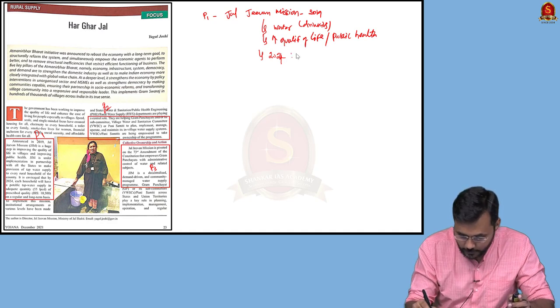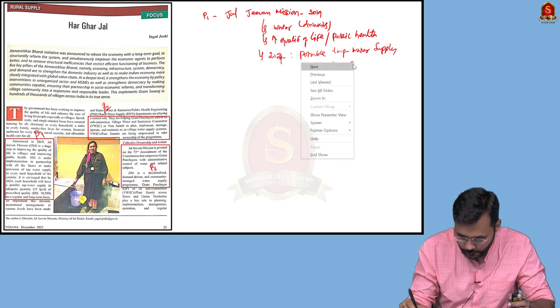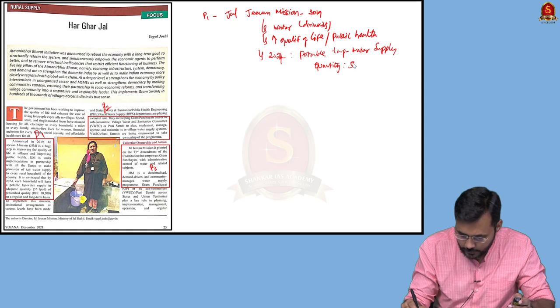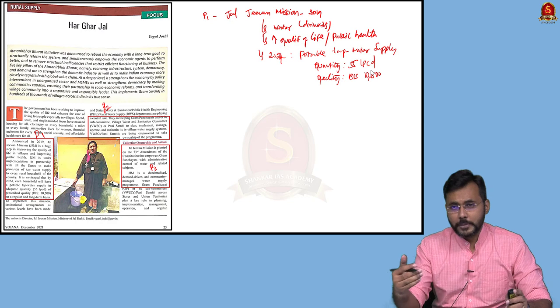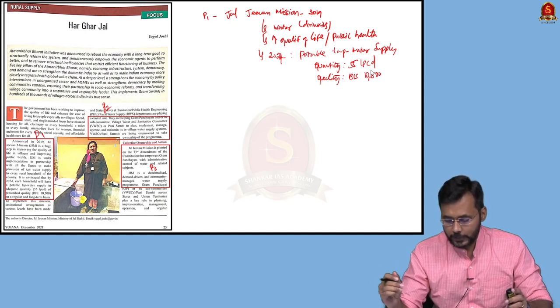And the target they are saying is, first and foremost thing is potable tap water supply, of prescribed quality and quantity. So they have a quantity aspect, that is 55 liters per day. And quality is regarding BIS 10500. Just we need to check this. So this is a promise made by the government under this Jal Jeevan Mission to provide drinking water, especially with the time frame of 2024 and with this quality and quantity.